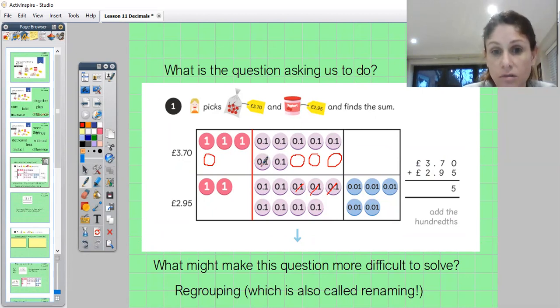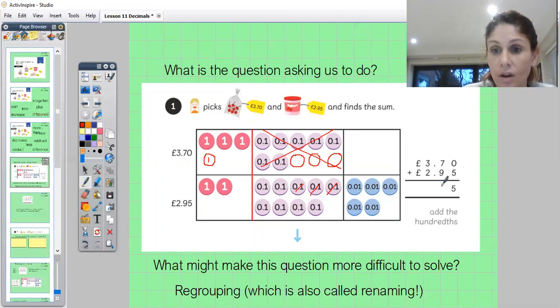So now I'm going to cross that off, and that becomes a 1. And then I've still got these tenths here. Now, I know that's quite confusing, but that's what we really need to be thinking about. I've moved those to make that 10 tenths, and that 10 tenths becomes 1. That's our renaming, our regrouping. That's what we call it, isn't it? And then I've got these tenths left over.